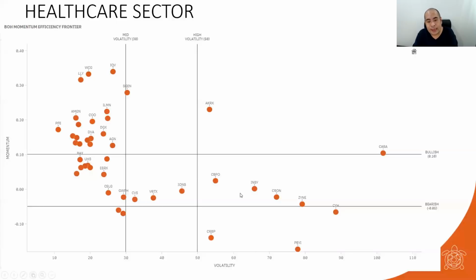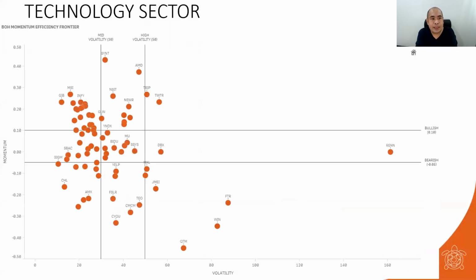You would have avoided everything else: INSY, CRON, ZYNE, PBYI, and the likes. You would have avoided them because they weren't compensating you with momentum. They're just giving you volatility. Technology, same thing. AMD, SYNT, best bets, if you're just looking for exposure in the technology sector.